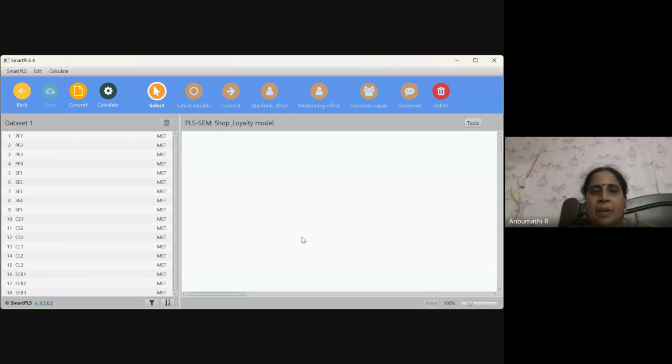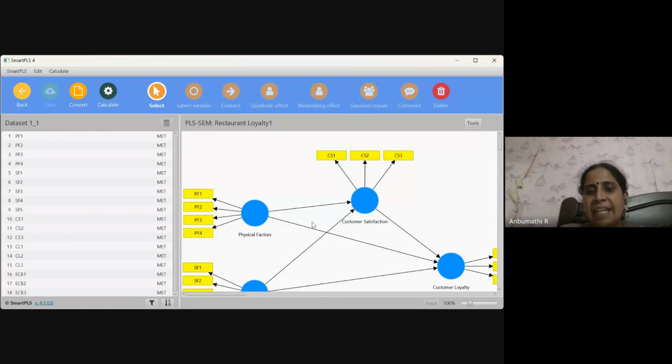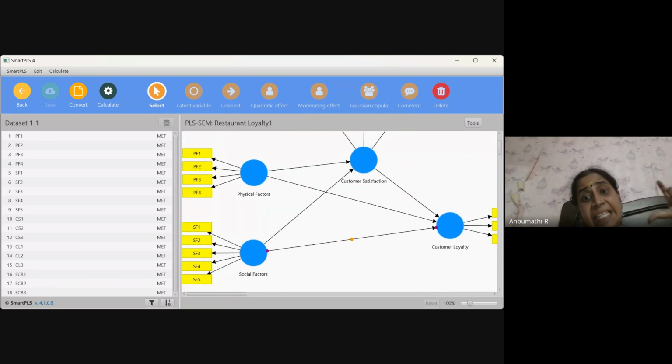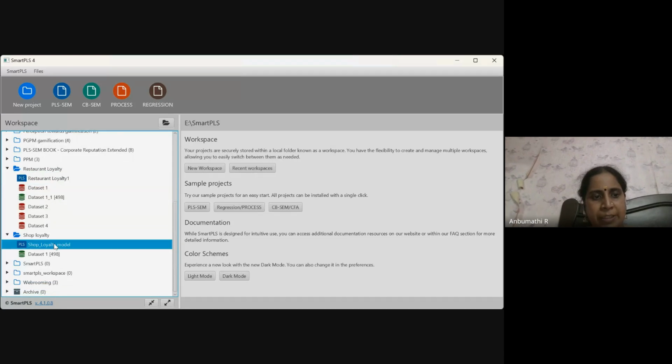First I'll show you the model. The model is, you have physical factors and social factors as independent variables, while customer satisfaction is a mediator and customer loyalty is an outcome variable, or the dependent variable. We have physical factors and social factors as independent variables, customer satisfaction as a mediator, and customer loyalty as an outcome variable. Now we are going to draw a model for this. So I am again going to the shop loyalty model.